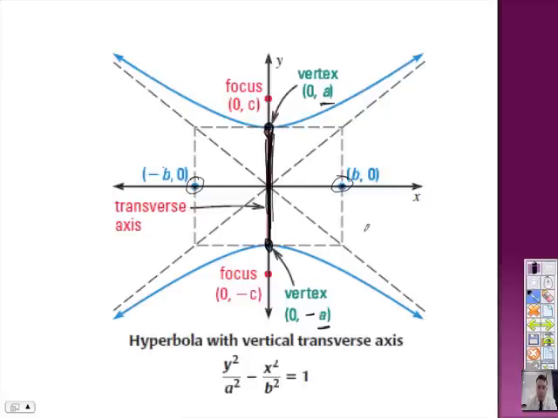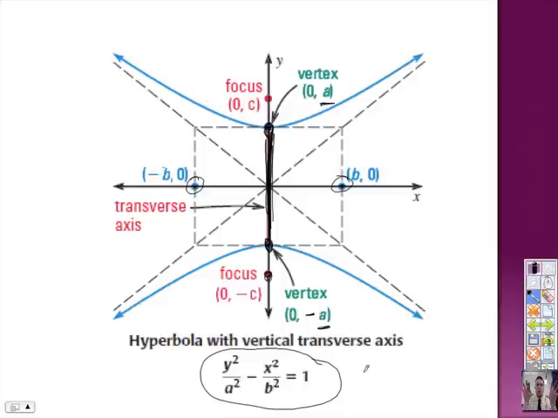The asymptotes are big. Since the focus has to be on this line, that's why it changes up: (0, negative C) and (0, C). There you go. Now the equation down here, write that equation down: Y squared over A squared minus X squared over B squared.